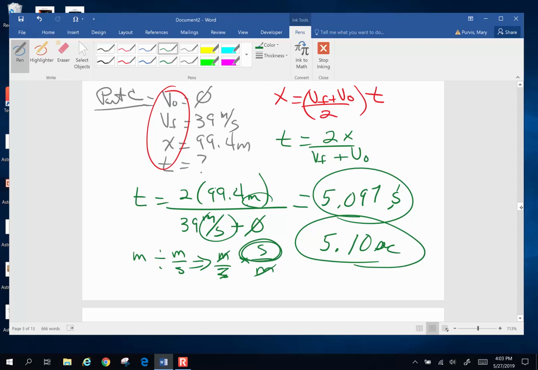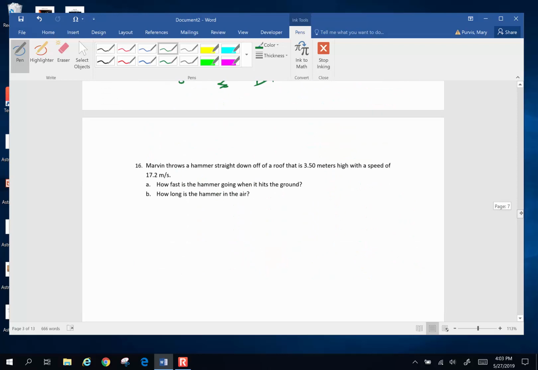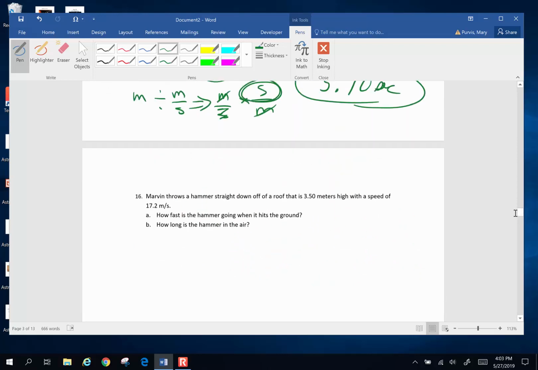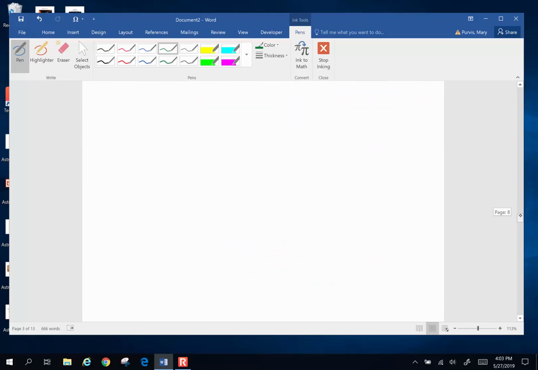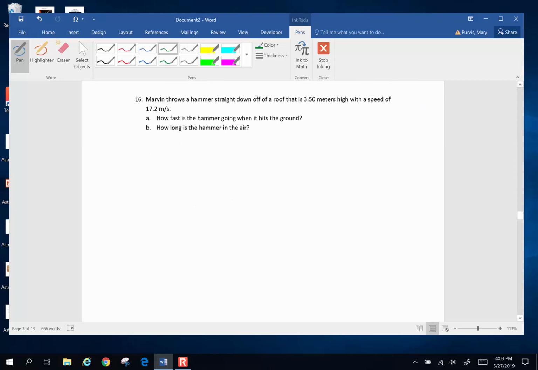All right, let's do one more. Let's do number 16. Melvin throws a hammer straight down off a roof.